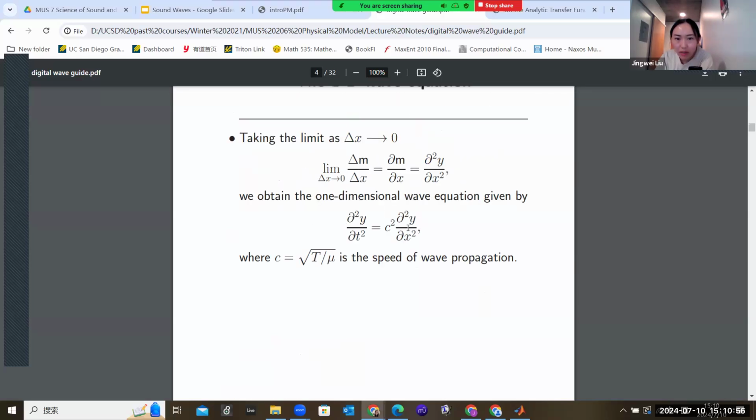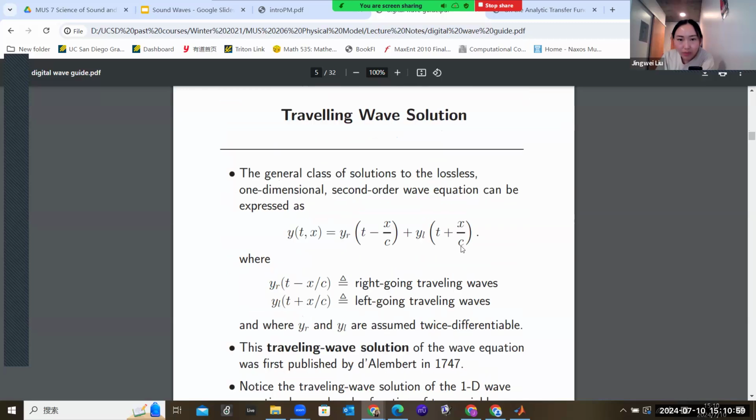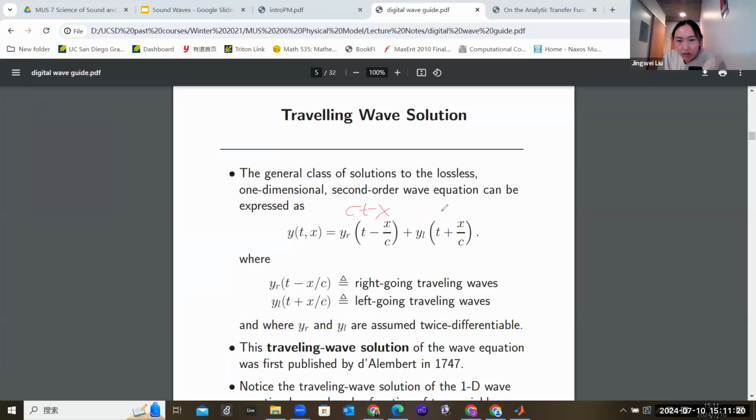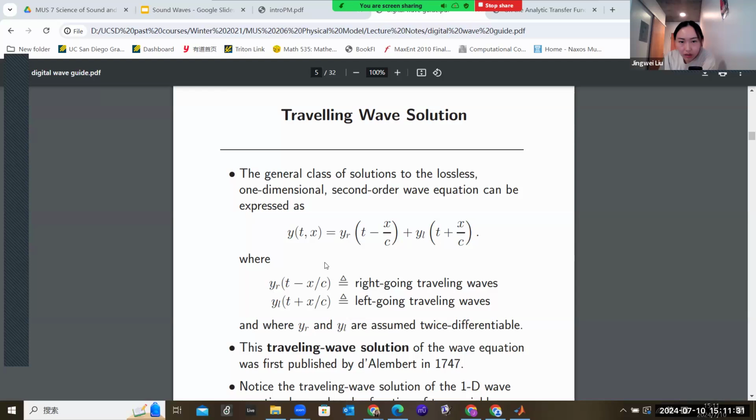So the result is the same, right? The result is the same as the wave equation, and we see there are traveling wave solutions going left and right. This expression is a little bit different, but it's actually the same. You just multiply c to the two expressions, and then you get ct minus x and ct plus x. So it's the same as what we derived somewhere else. This is the right traveling wave and the left traveling wave.